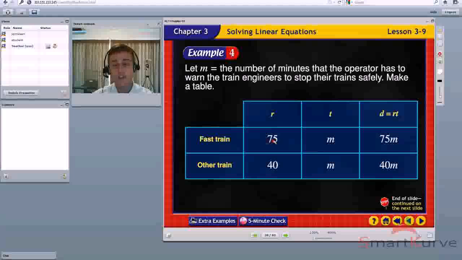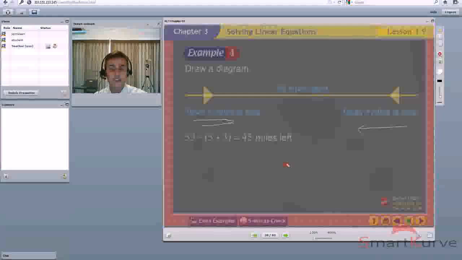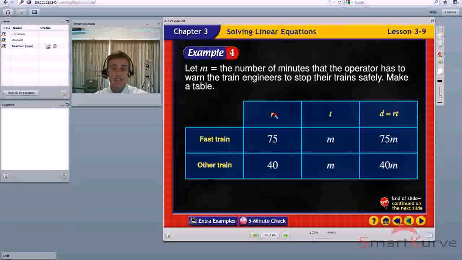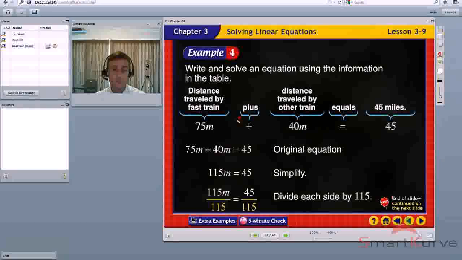So the fast train, we have 75. Let m be the number of minutes that the operator has to warn the engineers to stop their trains safely, and make a table. 75 times m, so 75m. The other train has 40. Remember, 75 miles per hour and 40 miles per hour. This is the speed. So 75 times m is 75m. 40 times m, 40m.